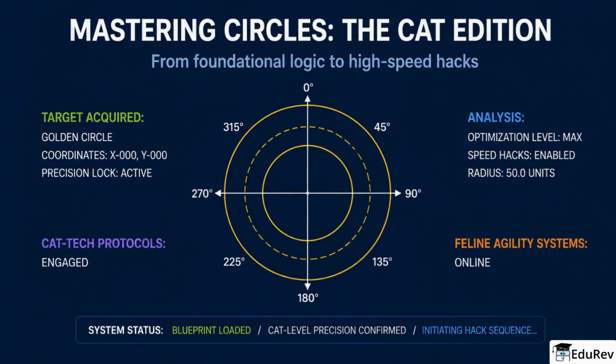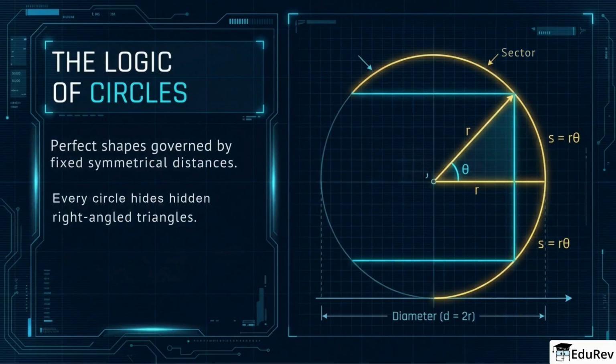This chapter rewards calm visual thinking far more than long calculation. So the real skill is learning to see the shortcut before you start working it out. The logic of circles becomes much simpler once you accept that every circle hides fixed relationships. Equal distances from the center, chords, arcs, and sectors all create patterns that can be converted into triangles.